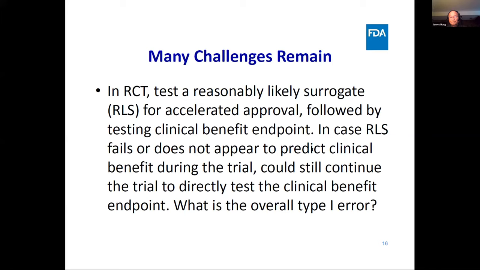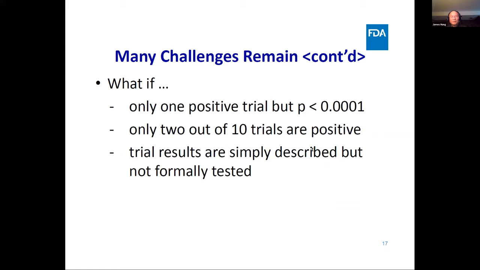What if in a drug development program, there's only one positive trial, a pivotal trial, with a tiny p-value? Is this equivalent to having two positive trials with p less than 0.05, say? What if in that program there are only 2 out of 10 trials positive? Is the strength of evidence equivalent to two positives out of two?